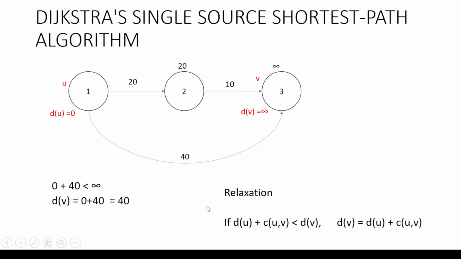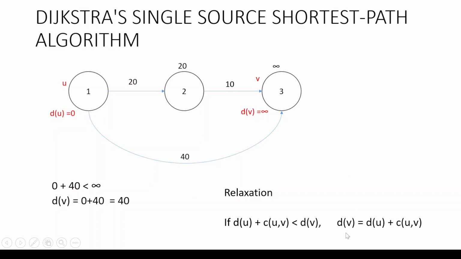Again, I'll try relaxing. So I'll check if D of U, that is 0, plus cost of U comma V. This is my U, this is my V. What is the cost? Cost is 40. So 0 plus 40 is less than D of V. D of V is given as infinity. It is lesser in this case, because 0 plus 40 is less than infinity.